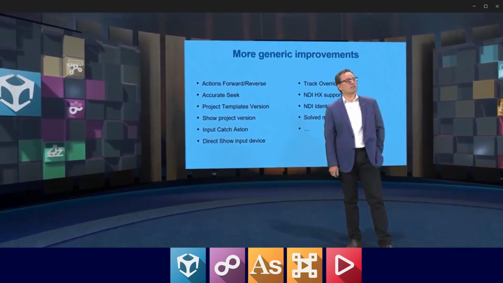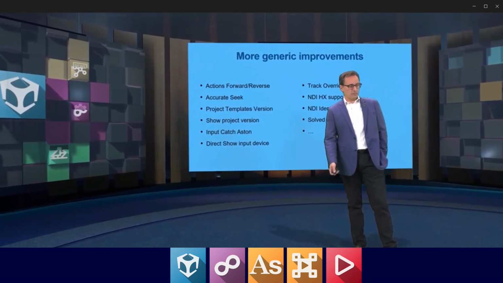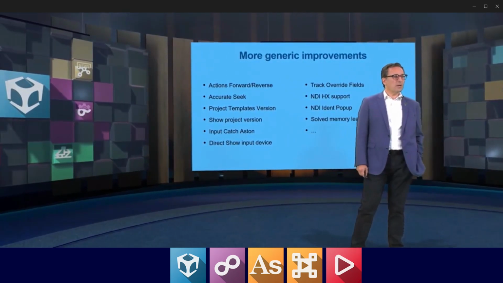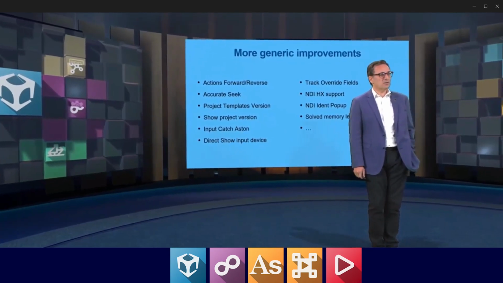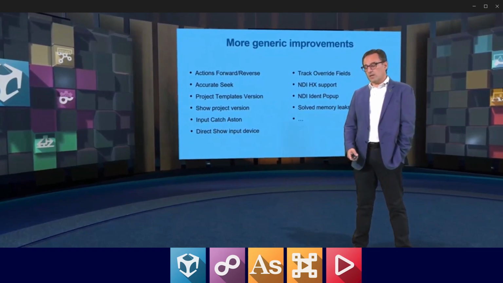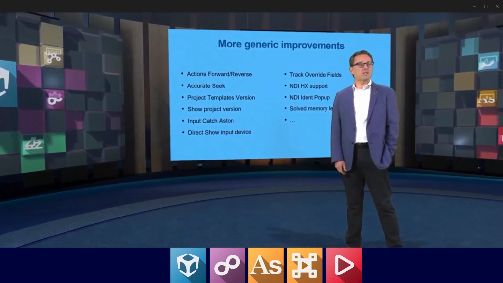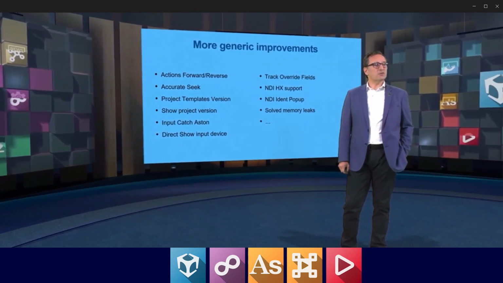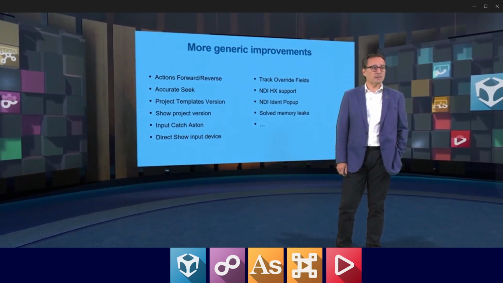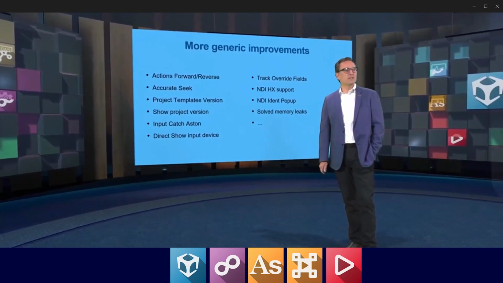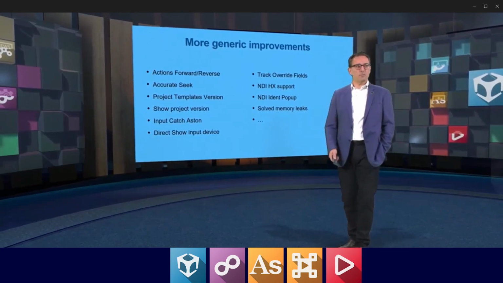We have the project template version, and we're showing the project version in the first screen. We have the input catch in Aston. We have the direct show input devices, so we can use also webcams internally. We have the track override fields. NDI support has been enhanced. We do support HX. We have the identification pop-up, and we solve a lot of memory leaks.